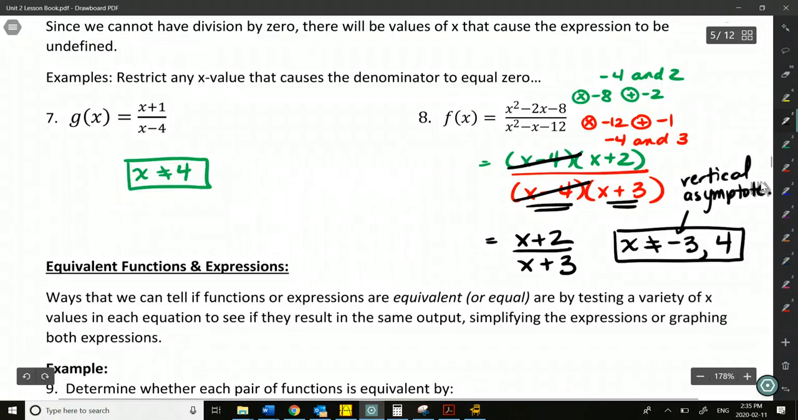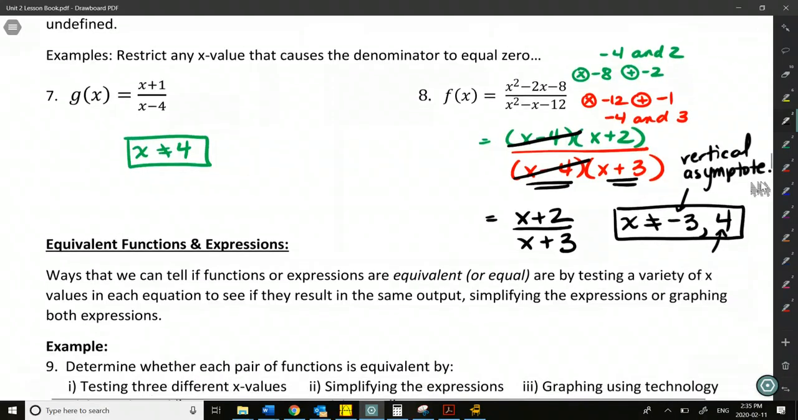Okay, so it's still visible in your final answer. It doesn't get canceled out along the way. Now this guy got canceled out along the way. We still need to restrict him, but it's not as crazy as a vertical asymptote. It just produces a little undefined point.